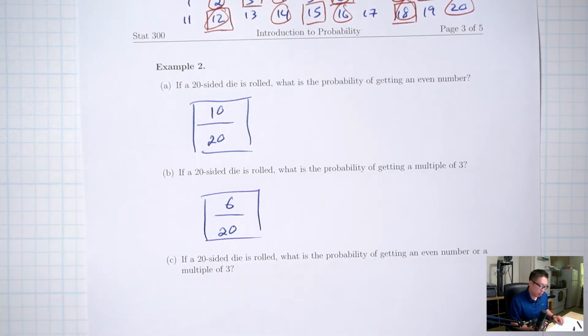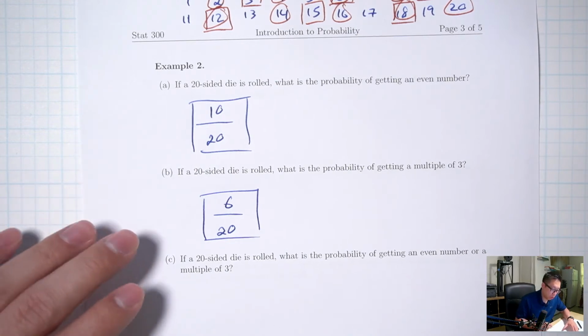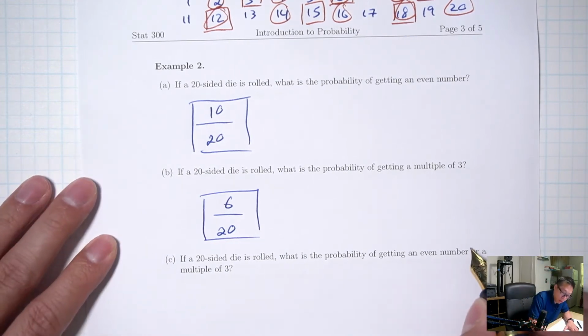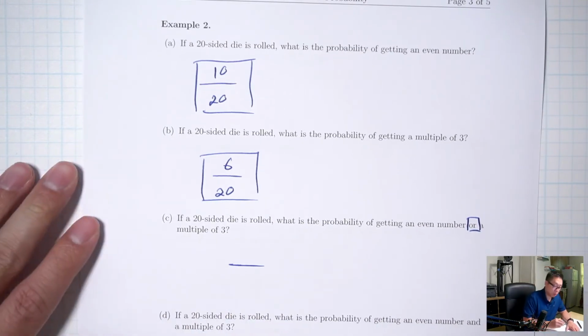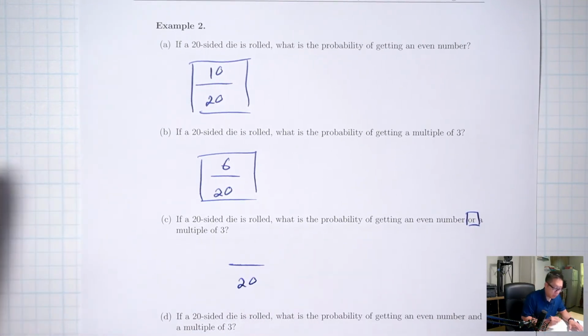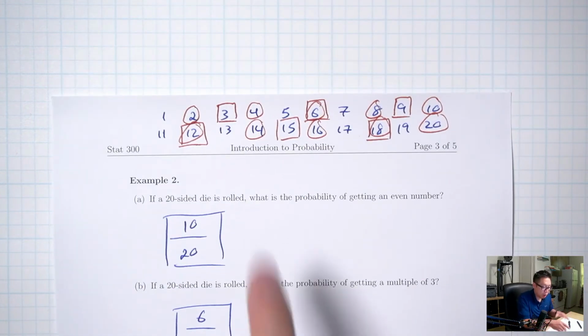Part C. If a 20-sided die is rolled, what's the probability of getting an even number or a multiple of 3? Keyword here is or. Bottom's going to be the total, which is 20. Or means I want to take the even numbers, multiples of 3, combine them and get a bigger set. So what that means is just take all my circle numbers, all my box numbers, and just combine them.